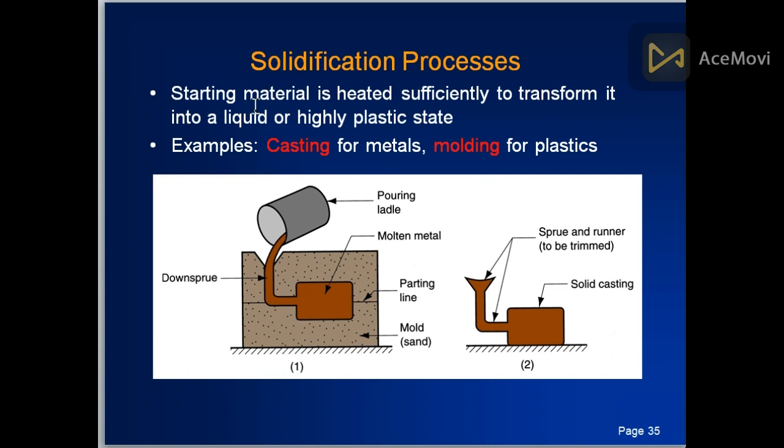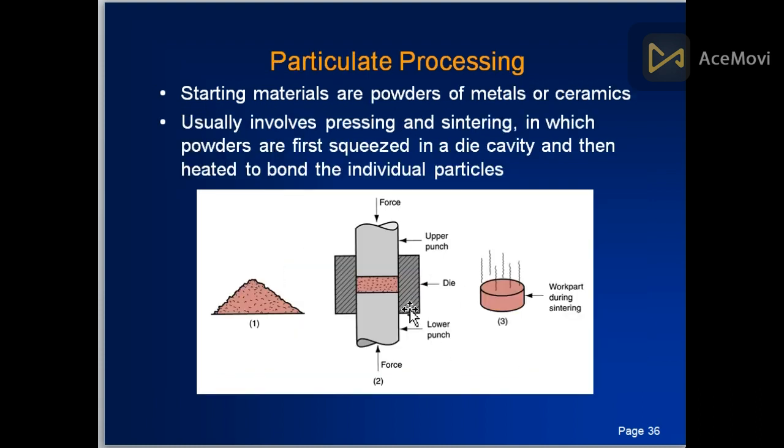Solidification processes start with heating a material to transform it into a liquid. Then we pour it into the mold and leave it for some time to solidify. Then there is a desired part that is of net shape or near net shape. In the particulate process, we pour some powder into a shell-like structure, then heat it, melt it, and apply force on it. Then there is the required part.